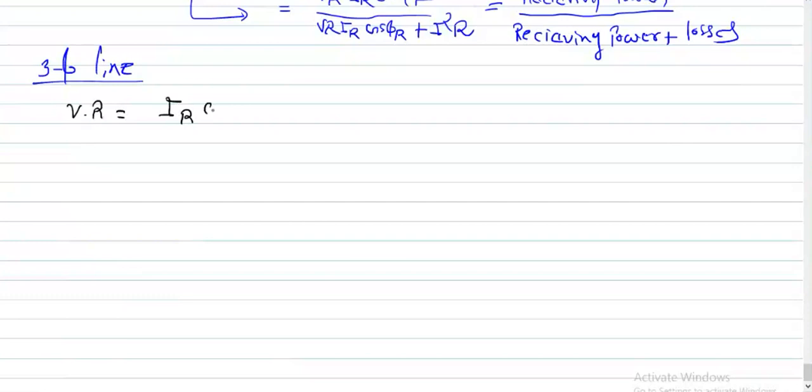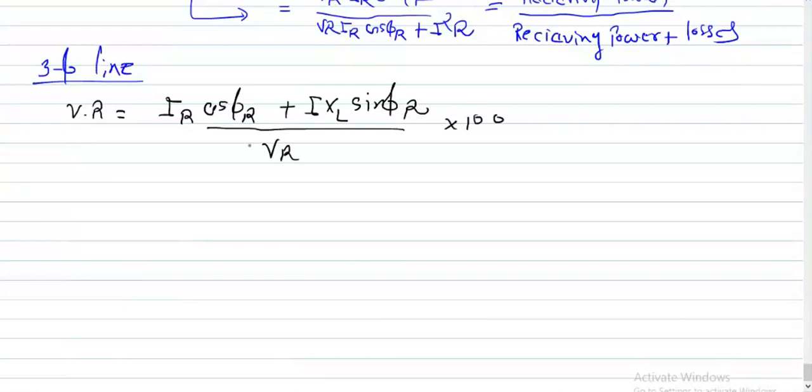It is VR cos phi r plus I into XL into sin phi r, divided by VR, into 100, and this is for a lagging load. This is all for the short transmission line model.